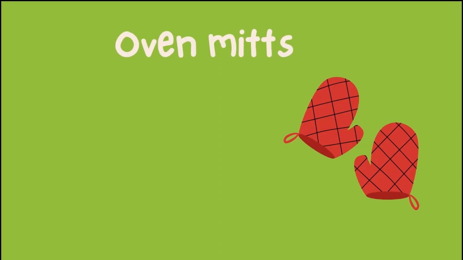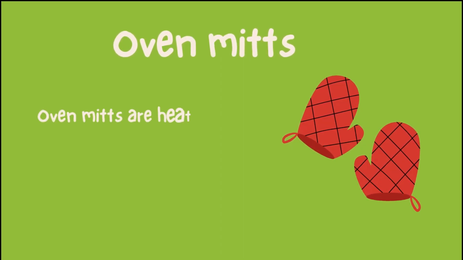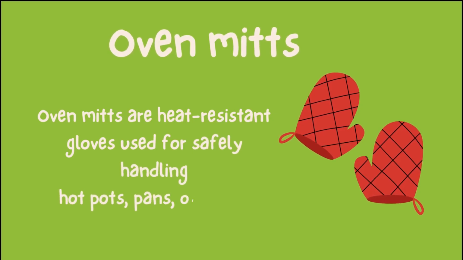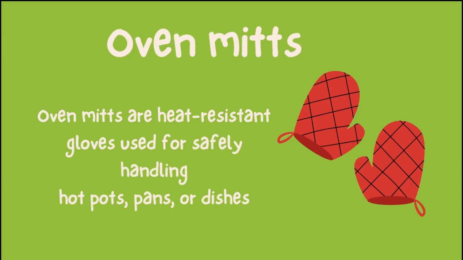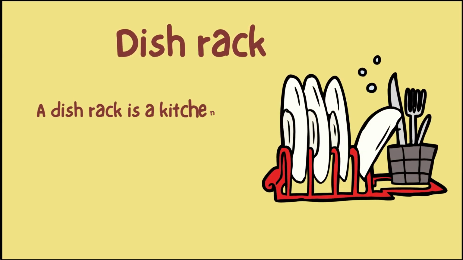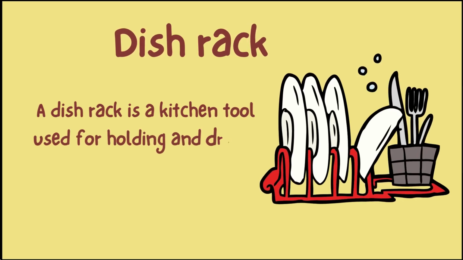Oven mitts. Oven mitts are heat-resistant gloves used for safely handling hot pots, pans, or dishes. Dish rack. A dish rack is a kitchen tool used for holding and drying washed dishes.